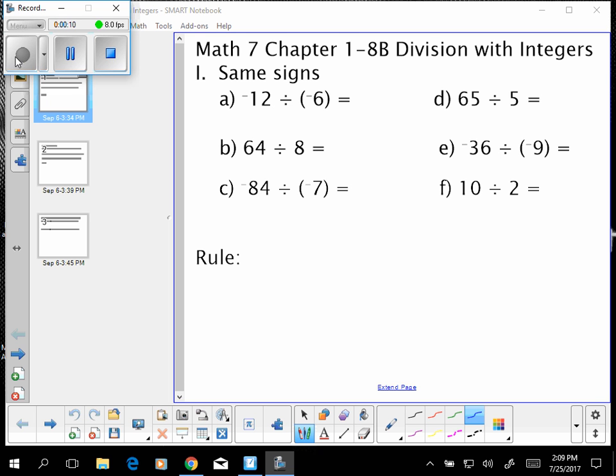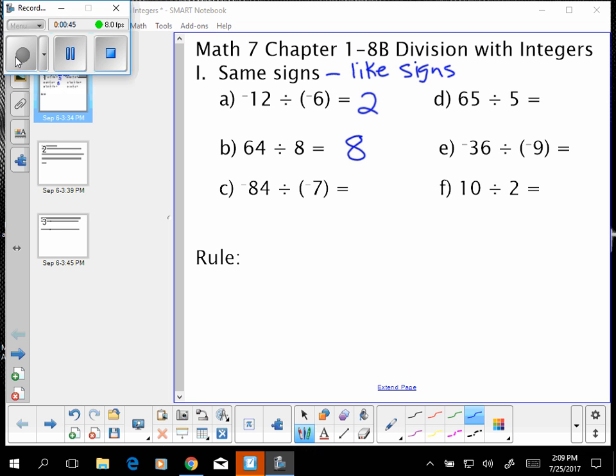The first part of the division with integers lesson deals with what we do with numbers that have the same signs. Remember that's also called like signs. If I take a negative 12 and divide by negative 6, I'm going to get positive 2. If I take positive 64 and divide by positive 8, my answer, my quotient, will be 8.